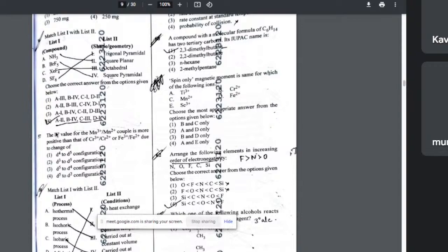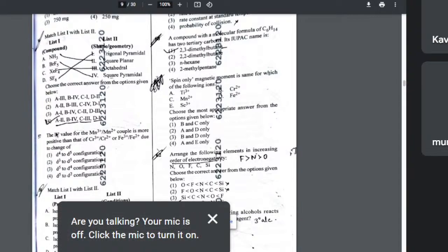If we check, titanium atomic number is 22, so its configuration is 4s2 3d2. But in the question it is given titanium 3 plus, which means it has lost 3 electrons. Its configuration will be 4s0 3d1. So in the d subshell there is only one electron.